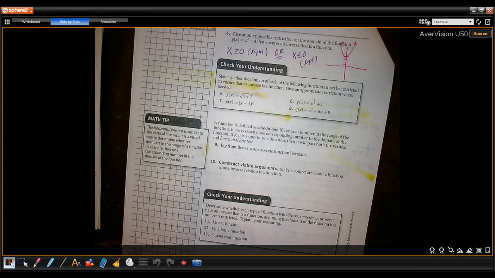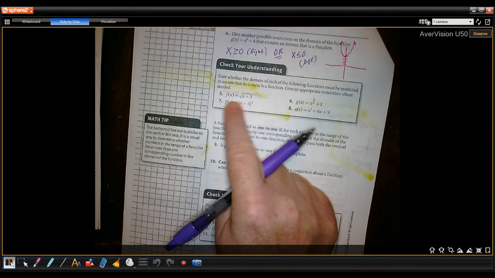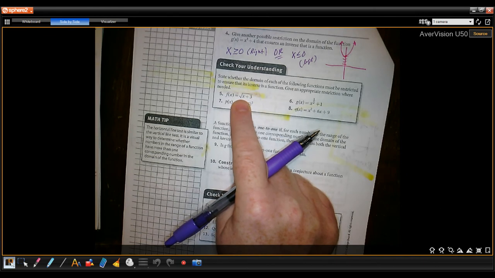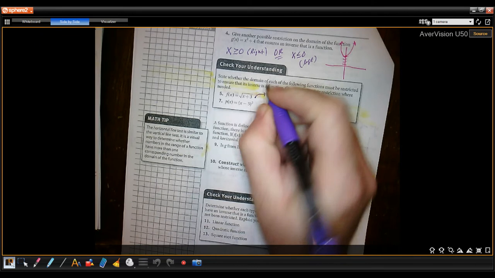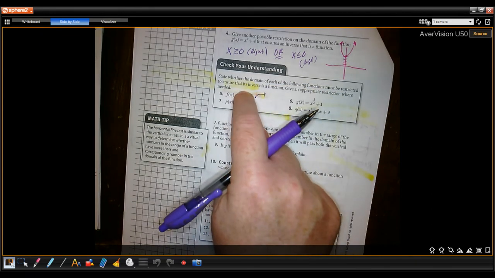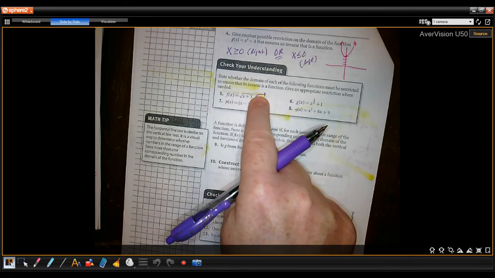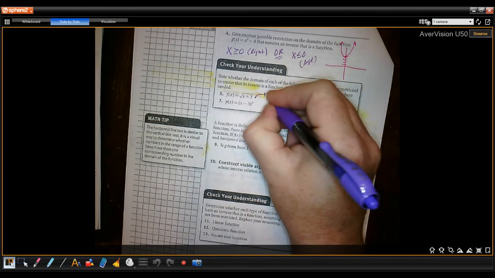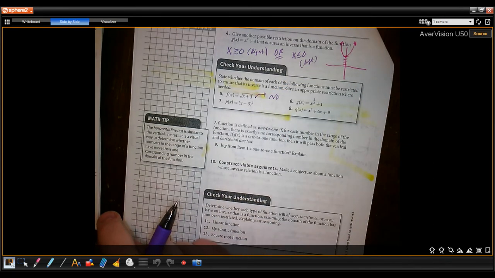Okay, so let's do these. Number 5, do you have to restrict this? Well, the first thing I would do is go, what kind of shape is this? This is a square root. Well, we all know a square root looks like this, right? Do you have to restrict that? So state whether you have to restrict this domain in order for the inverse to be a function. Well, if I were to reflect that, that would just be the bottom half. So no, you don't have to restrict it because there's only one piece, one side.